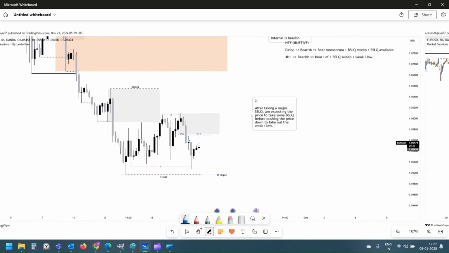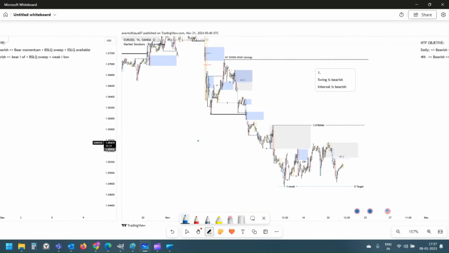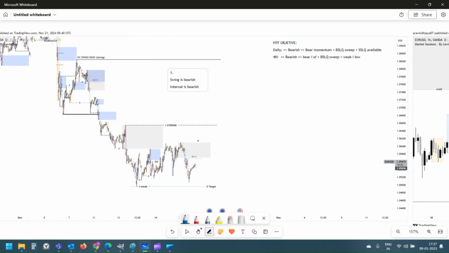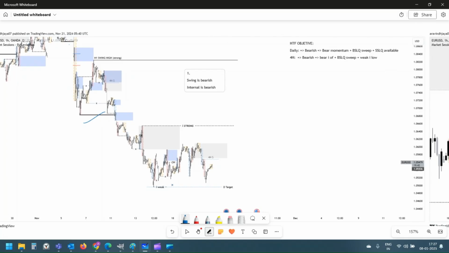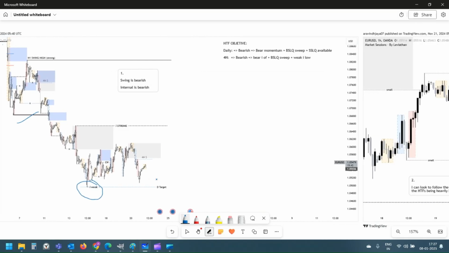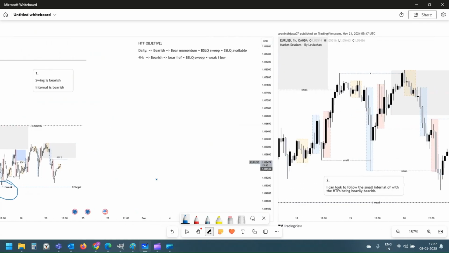This is the 4-hour supply and this is the 4-hour buy side liquidity, just for my reference. It's not mandatory that the price needs to take this buy side liquidity before pushing down, because there may be some immediate buy side liquidities in the H1 time frame. This is H1, the swing structure is bearish, internal is also bearish, and this is the weak internal that I'm going to target, which coincidentally became the daily target.